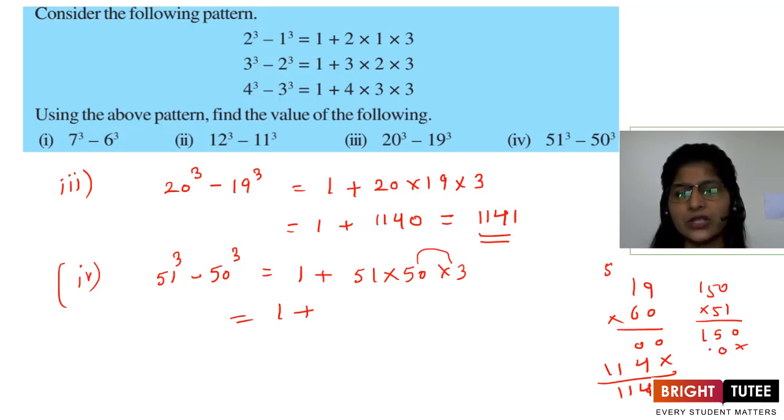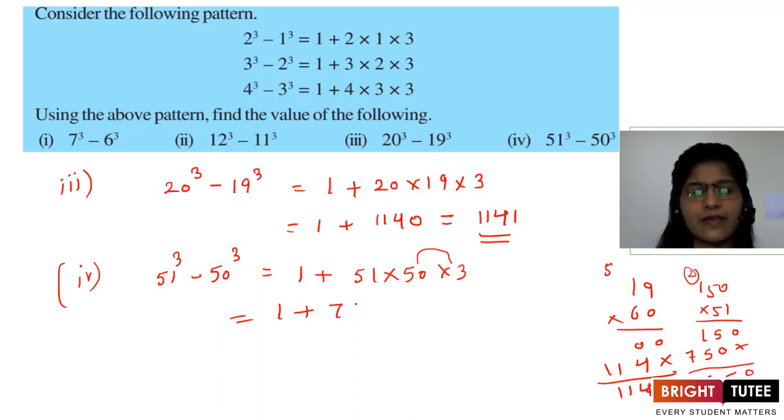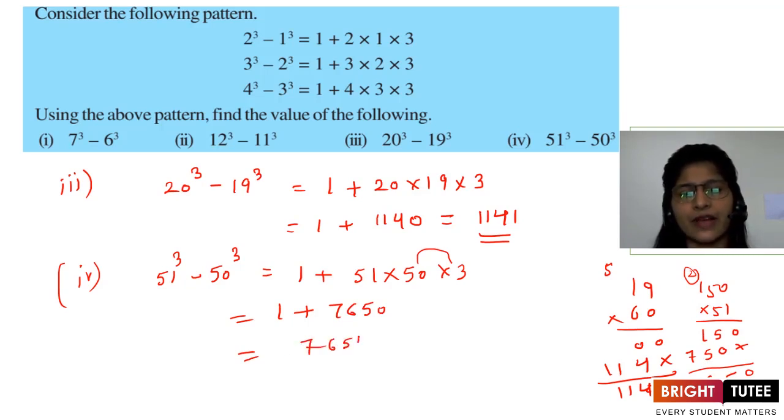5 5s are 25. There is a carry over here, that is 2. 5 1s are 5 and 2 is 7. So we are getting 7 6 5 0. When we add them, we get 7651. Right? So what have we observed? The pattern, and based on that pattern we have solved the questions that we were asked to solve.